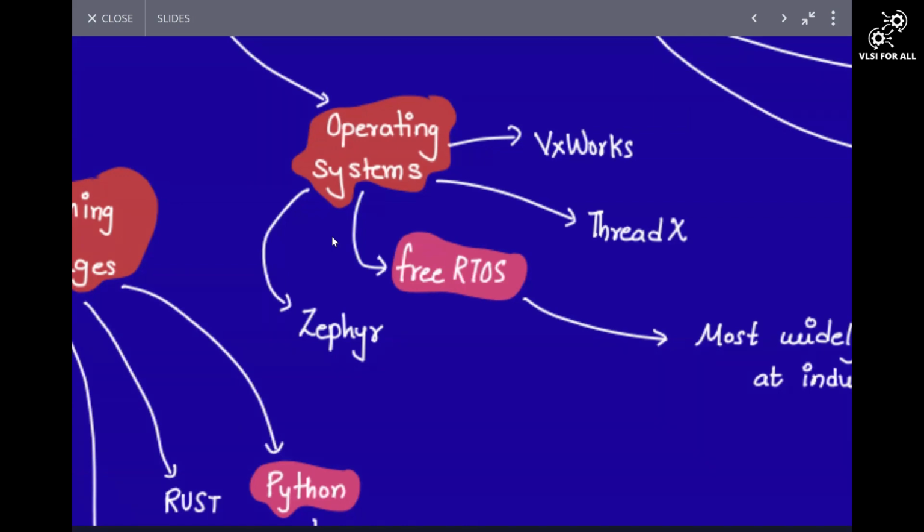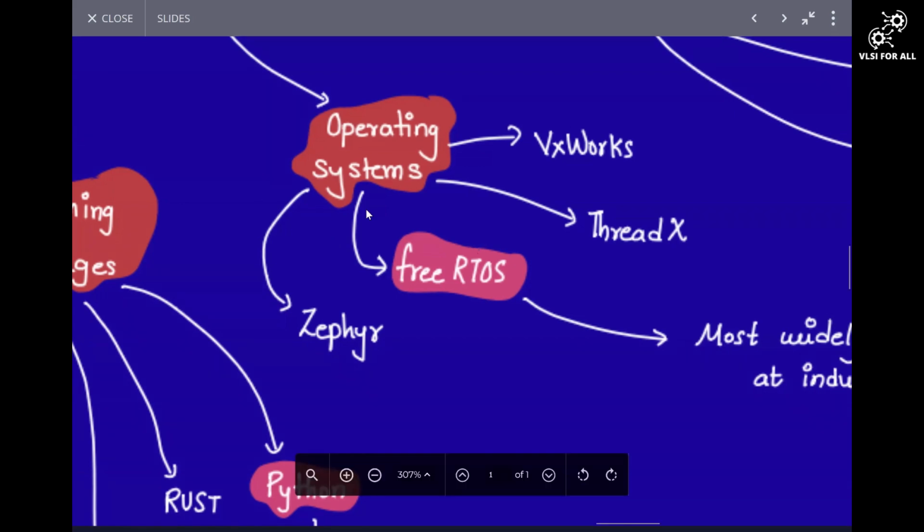That means there are two tasks running on the same processor, but a processor can only execute one instruction at a time, right? A single processor core. How are you doing it? How are you switching between these two tasks? You need an RTOS for it. And RTOS has a mechanism to switch between tasks.